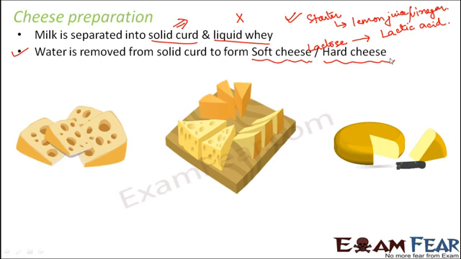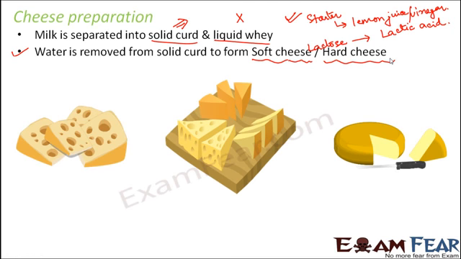Softness or hardness depends upon the amount of water which is present in it. If you completely extract all the water, the cheese which will be prepared is going to be hard cheese, and if there is a greater amount of water, then it is going to be a soft cheese. So this is how, by removing the watery part and taking only the solid part, cheese is further prepared. Now the question is, which microbes are involved in this process of cheese preparation?